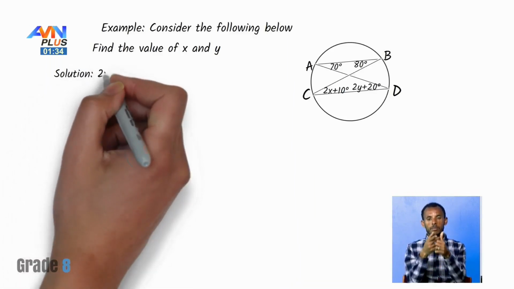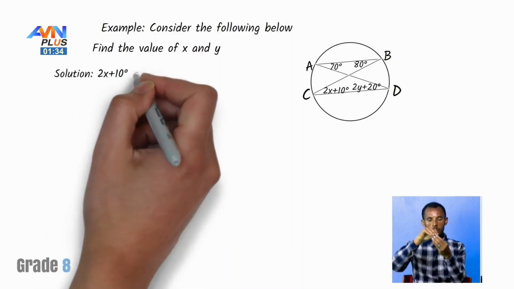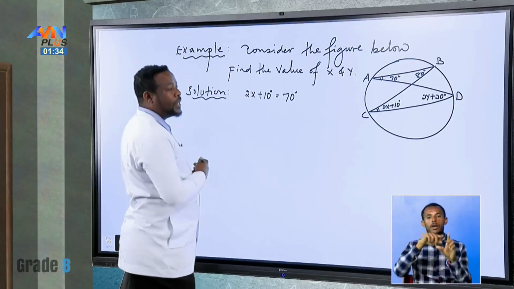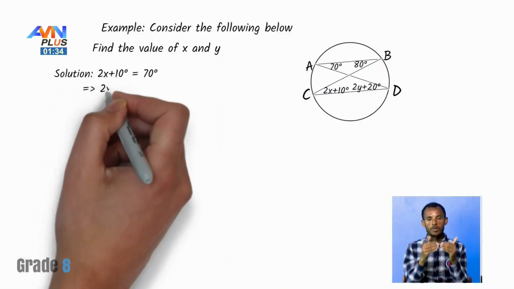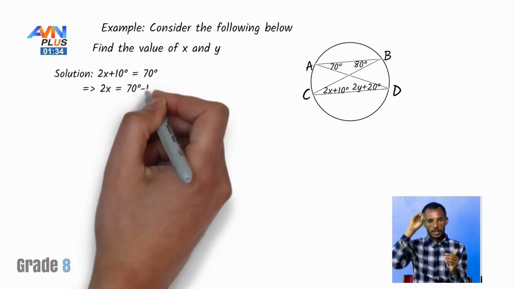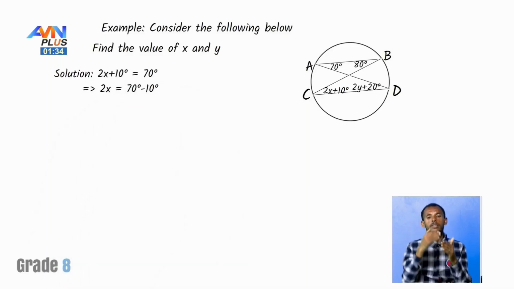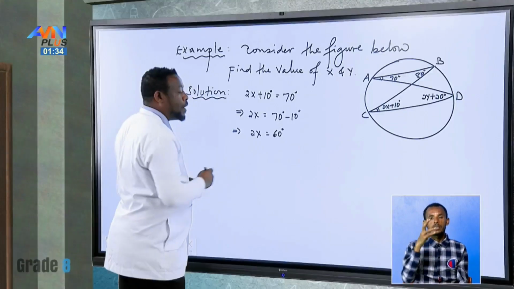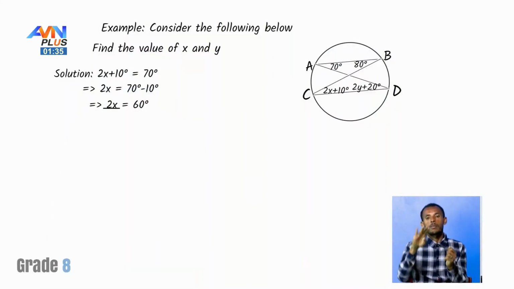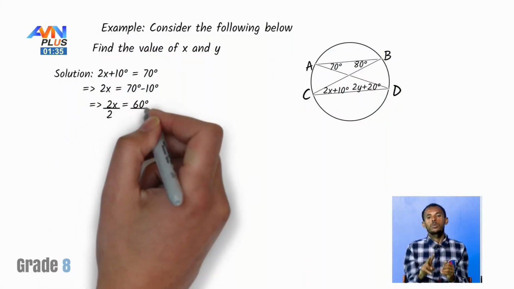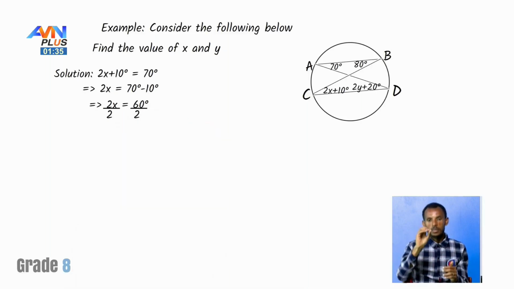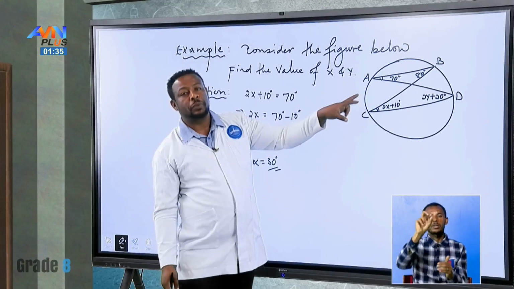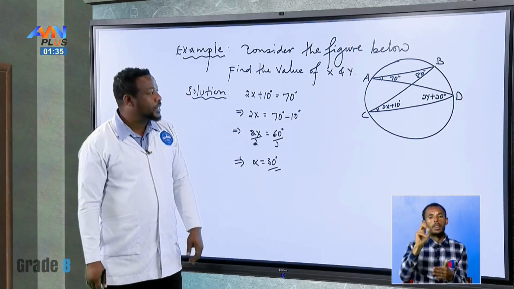So the first one is 2x plus 10 degrees is equal to 70 degrees. These two angles are the same. So this becomes 2x is equal to 70 degrees minus 10 degrees, and this difference is 60 degrees. So 2x becomes 60 degrees. Now you can divide both sides by 2, then obtain the value of x. So x becomes 30 degrees. One of the unknown variables in this figure is 30 degrees. Okay, x is 30 degrees.